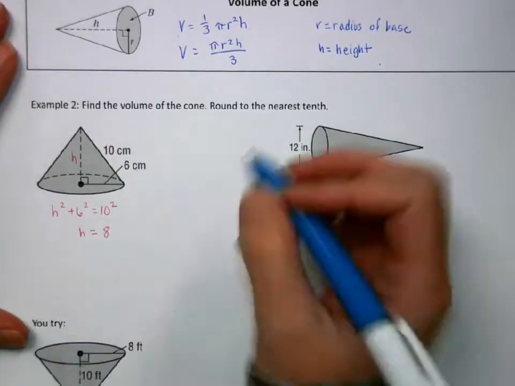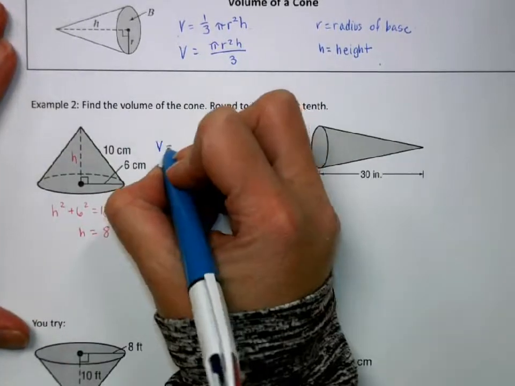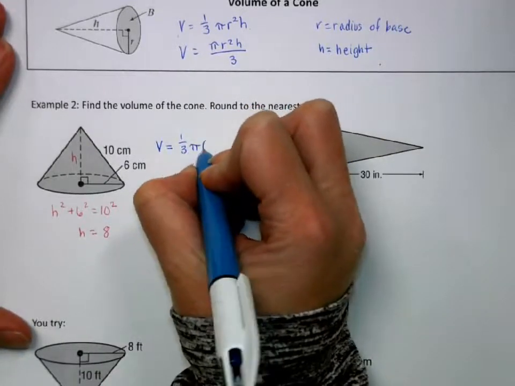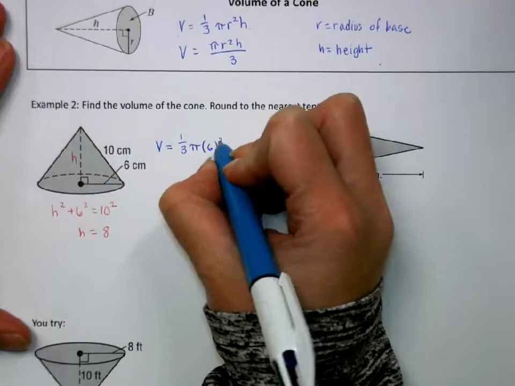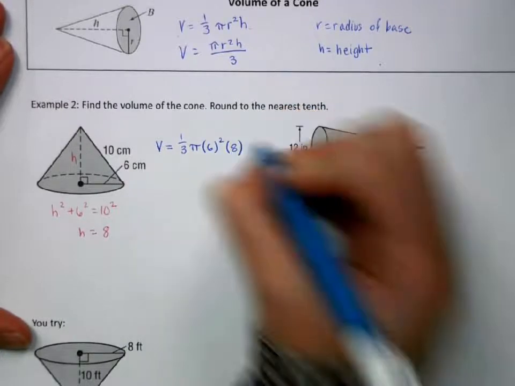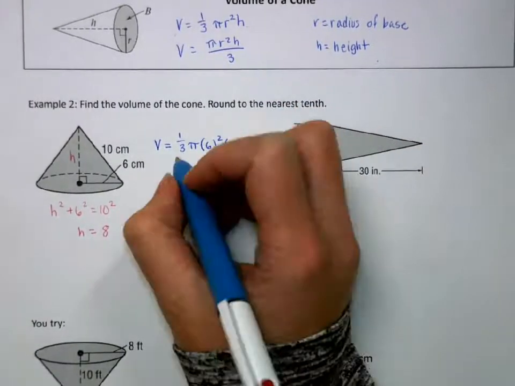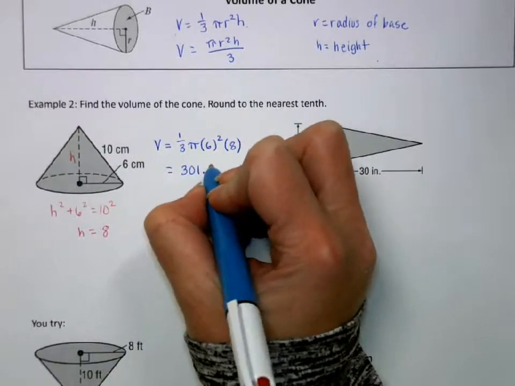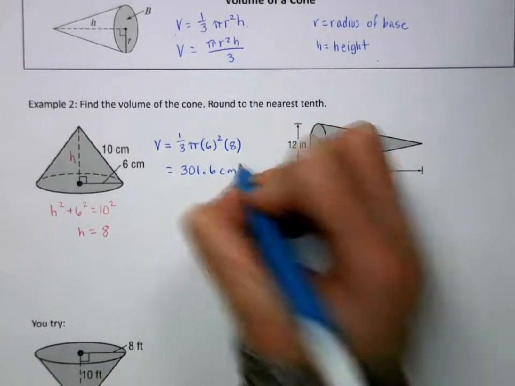Now that we have the height, we can find the volume. So that's going to be 1/3 pi r, which is 6 squared, times our interior height of 8. This gets us 301.6 centimeters cubed.